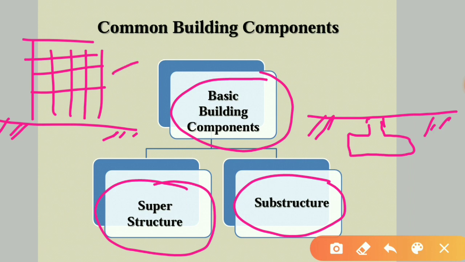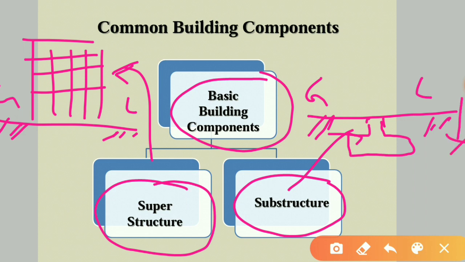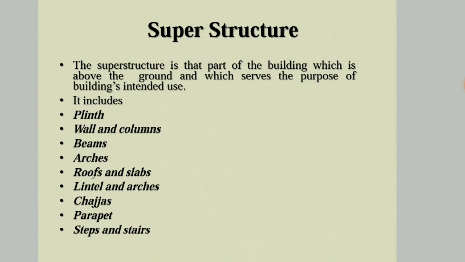So this is a superstructure and this is a substructure, which is below the ground level. This is the ground level. The structure above the ground level is referred to as the superstructure, and the structure below the ground level is referred to as the substructure. This is the basic classification related to components.